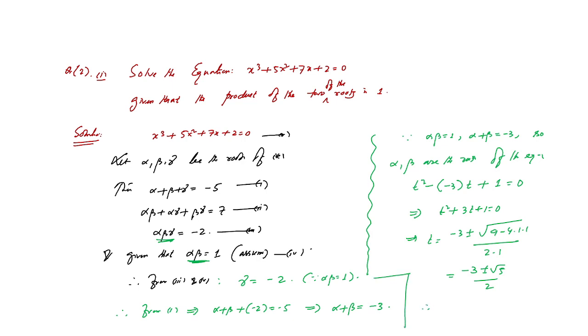So we take alpha as minus 3 plus root 5 by 2 and beta as minus 3 minus root 5 by 2. So we get all the roots. Therefore the roots of the given equation are minus 3 plus root 5 by 2, minus 3 minus root 5 by 2, and gamma value is minus 2. So this is our answer.